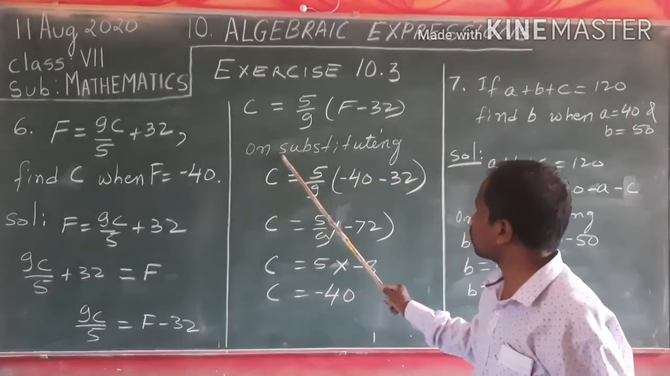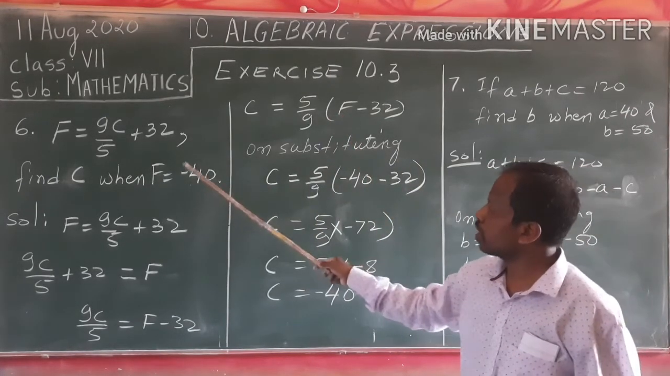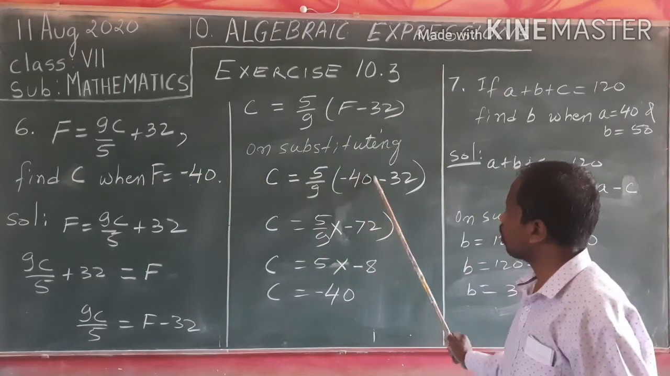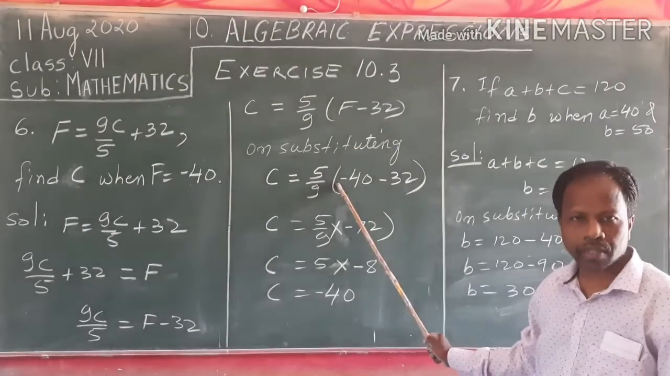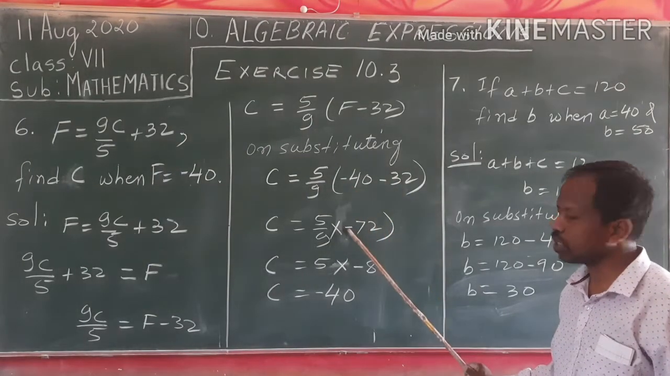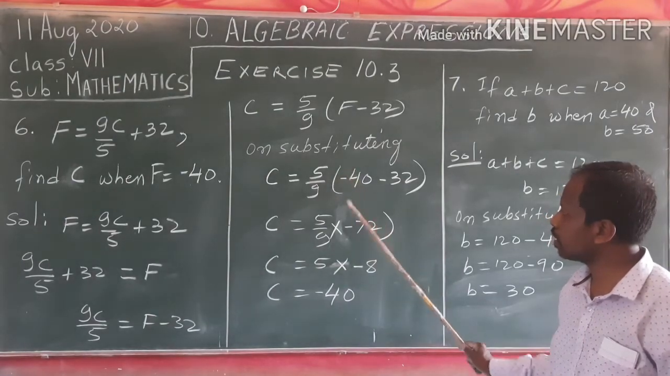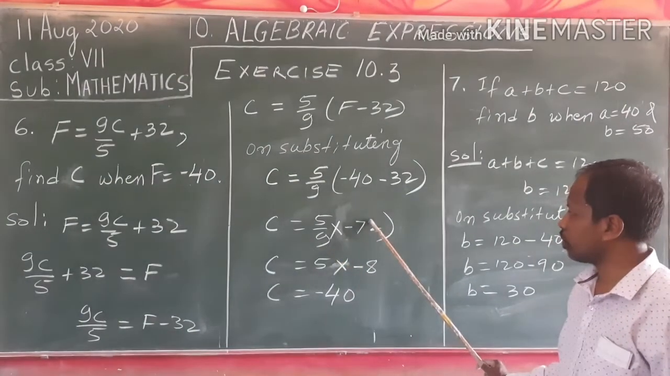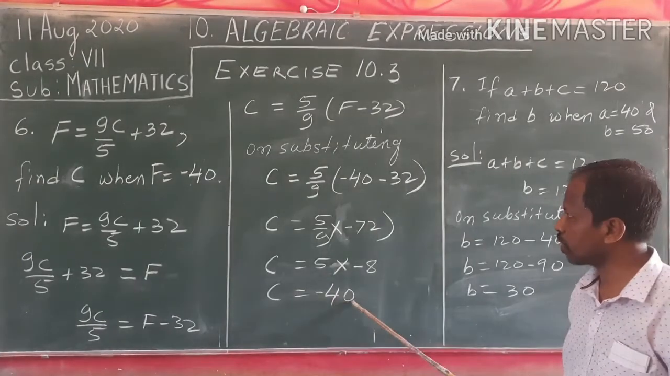On substituting the values, what is the value of F? We have said minus 40. So in place of F, you write what? Minus 40. Only this thing. And minus minus becomes what? Plus. 72. But the sign will not change here. Whatever is in front of the bigger number, that sign will remain. So minus 72. 9 times 8 is 72. So minus 8 here. And times 5 is minus 40. Can you see?